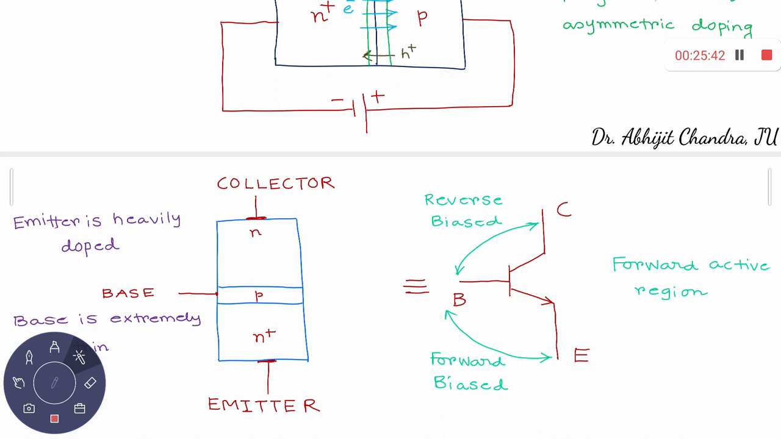But out of these four combinations, only one is useful for our application. You can also use the transistor in other regions as well. But when you forward bias the base-emitter junction and reverse bias the base-collector junction, that region of operation is known as the forward active region. In the forward active region, this transistor exhibits something very special that is useful for our application. You can also forward bias both junctions, or reverse bias both junctions. Then also the transistor will behave in some different way. So these are the biasing arrangements.